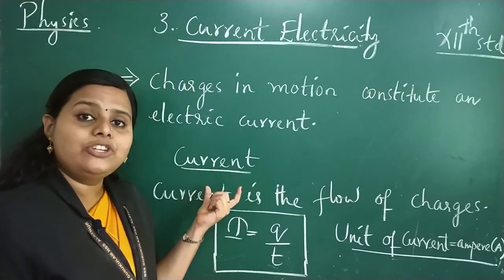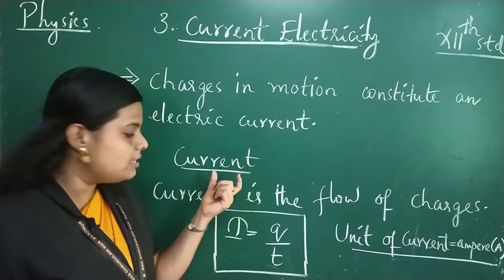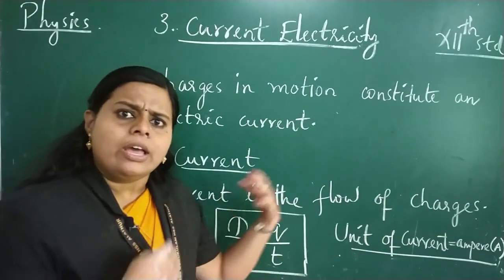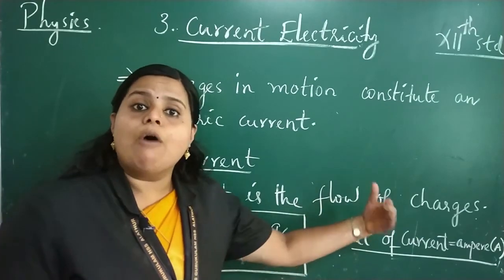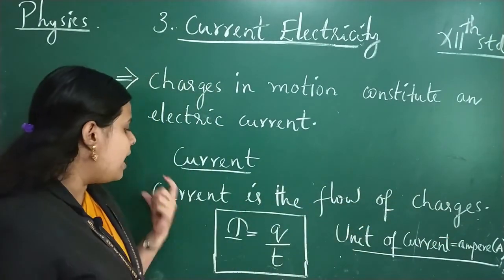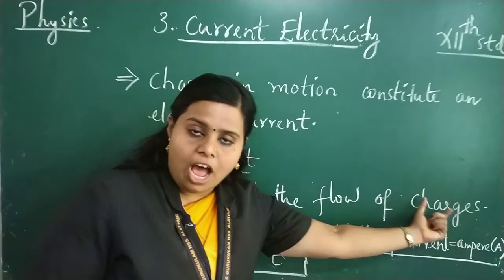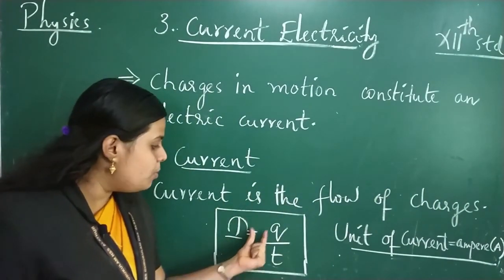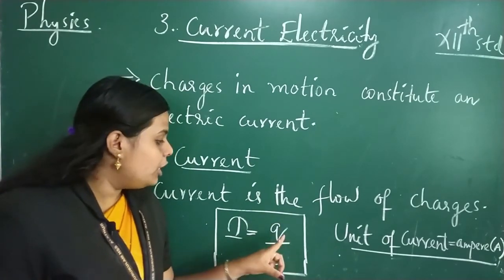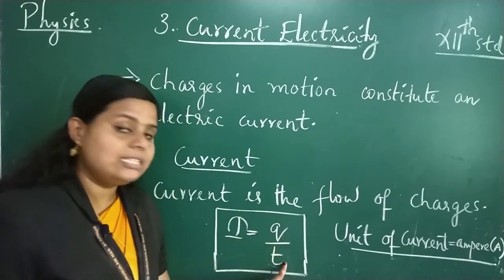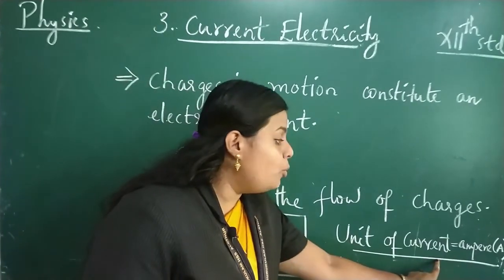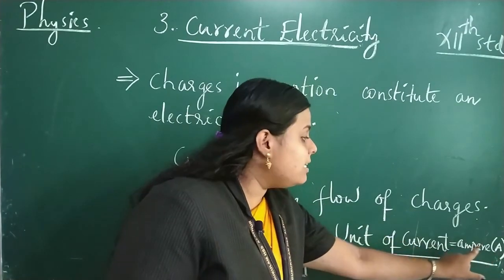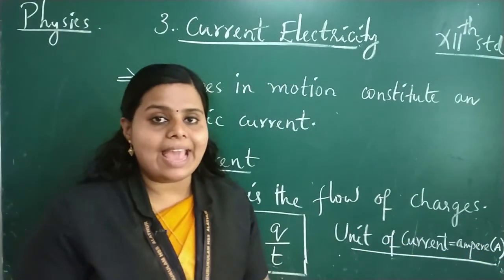So what is the definition of current which you have learned in your high school classes? That is, current is the flow of charges, or you learned that current is the flow of electrons. So anyway, current is the flow of charges, or it can be defined as current I is equal to Q by T, where Q is the charge and T is the time. Now what about the unit of current? Yes, the unit of current is ampere and its symbol is capital letter A.